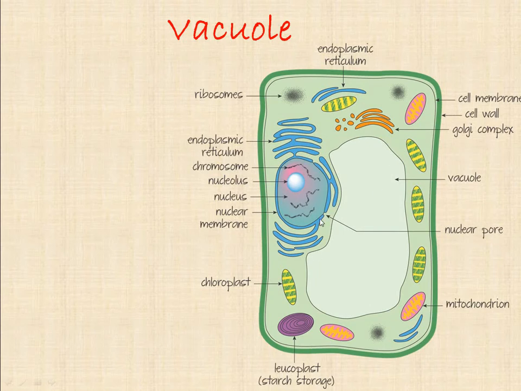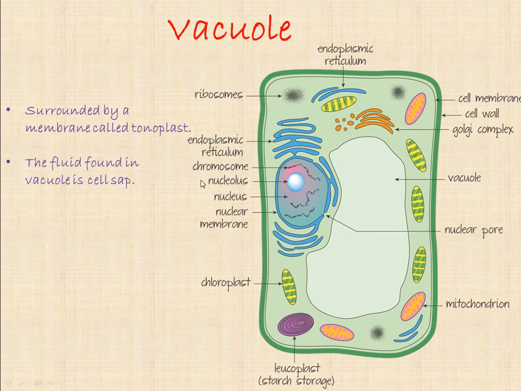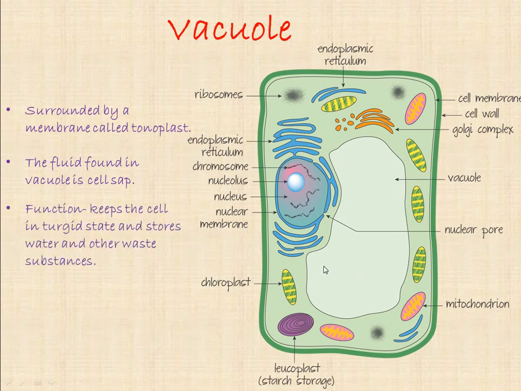Now comes vacuole. Bubble-like structures found in cytoplasm of the cell are called vacuoles. This diagram is of plant cell, that is why the vacuole is very large. It is surrounded by a membrane called tonoplast. The fluid found in vacuole is cell sap. The sap contains water and excretory substances. Its main function is to keep the cell in turgid state and store water and other waste substances.